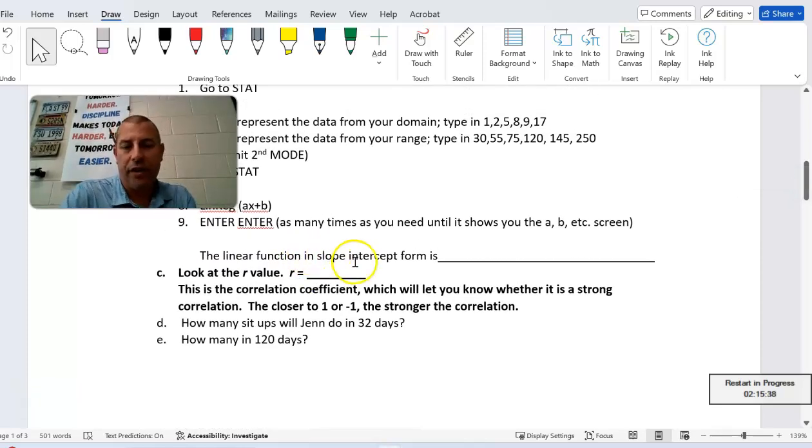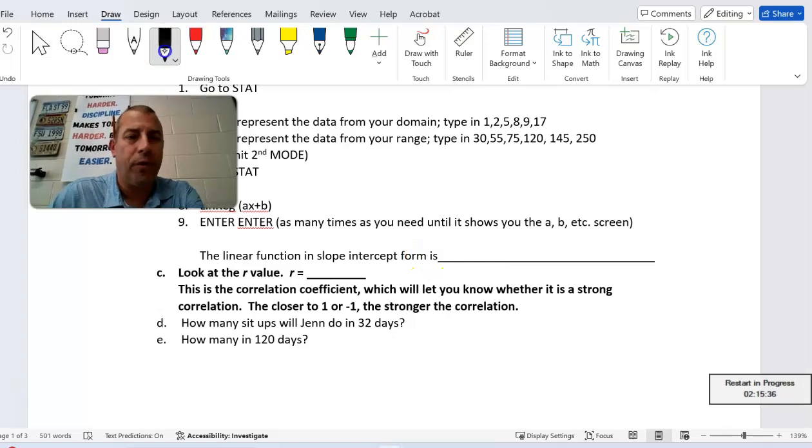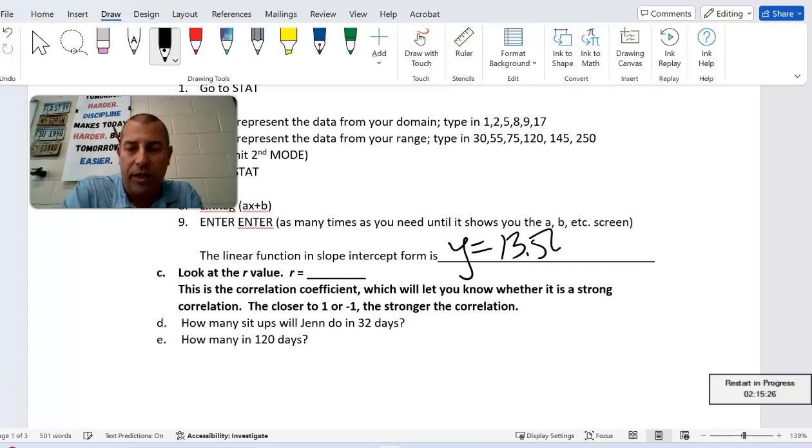As we kind of make our way down, all right. The linear function in slope-intercept form. So we've got the y equals. If you look at your calculator, that a, remember, that is going to be your slope there, the way it's written out. So we'll just kind of round there to the hundredths, so 13.56x. And then for the y-intercept, plus 17.59.